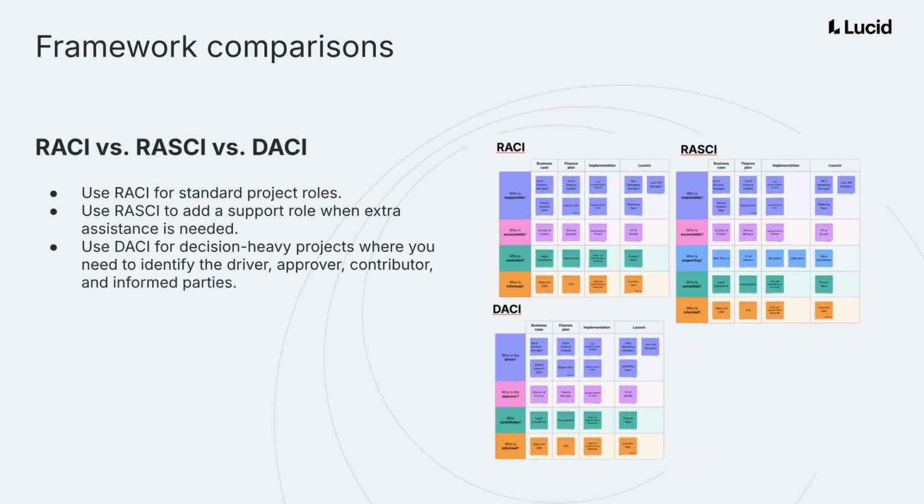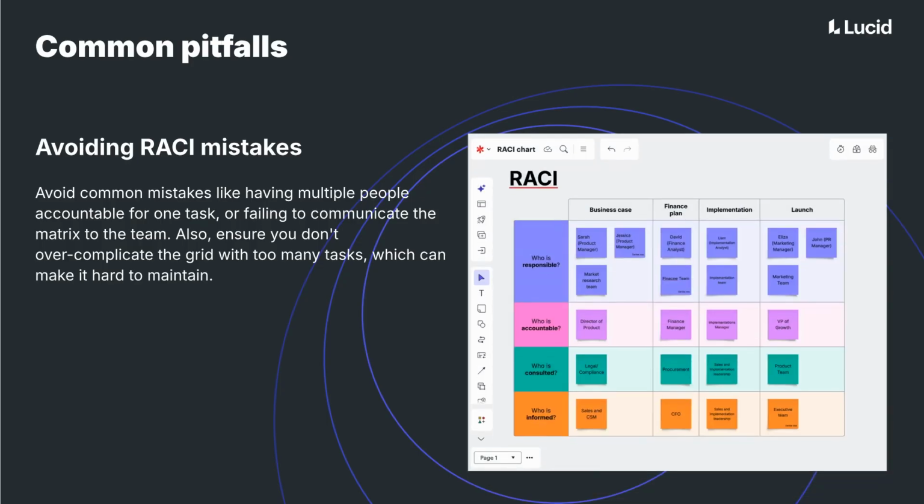Choose your framework based on needs. Use RACI for standard projects. Use RASCI to add support roles when extra help is needed. Use DACI for decision-heavy projects needing clear drivers. Avoid common pitfalls and RACI mistakes. Never assign multiple people as accountable for one task, and ensure you keep your matrix updated as the project evolves.